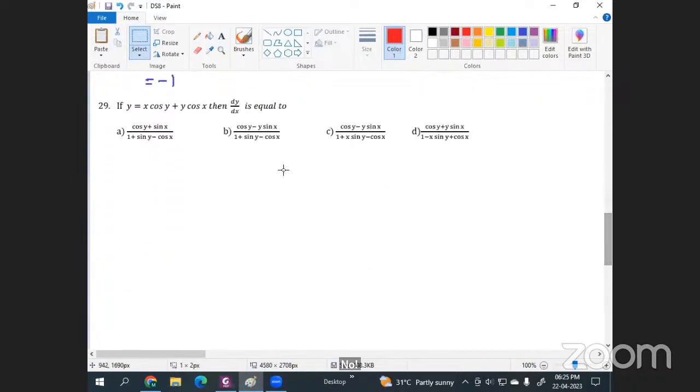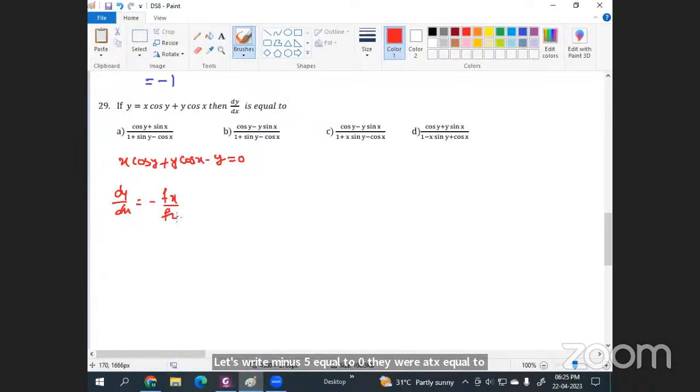29th one, y equal to x into cos y plus y cos x, then dy by dx equal to what? So again, you can bring it to the standard form, x cos y plus y cos x minus y equal to 0. Dy by dx equal to minus fx by fy. In this composite function, only x we need to differentiate where we have x. Correct?